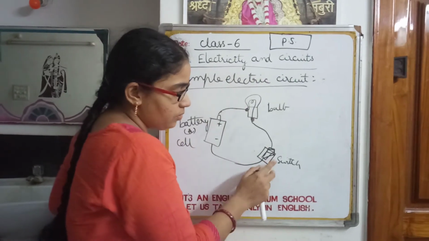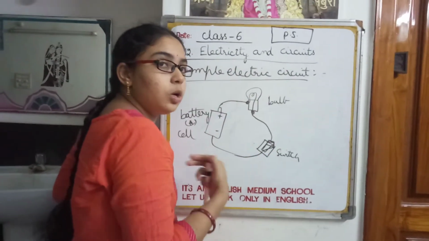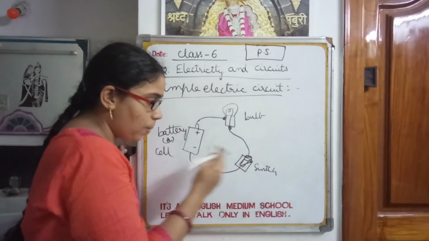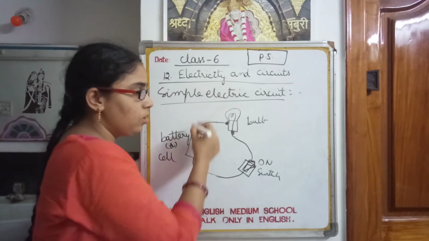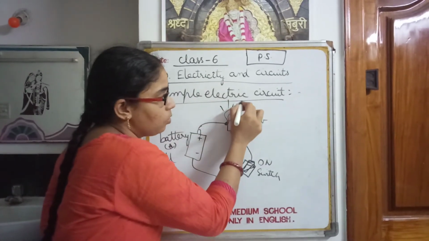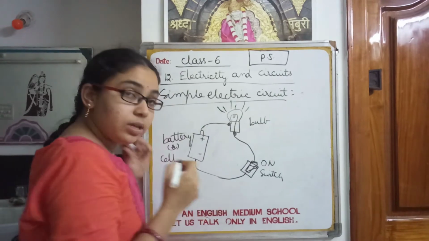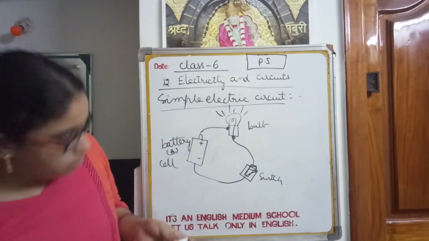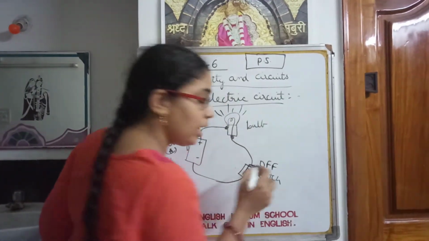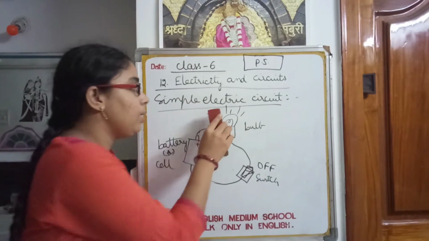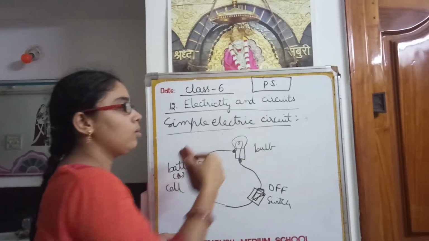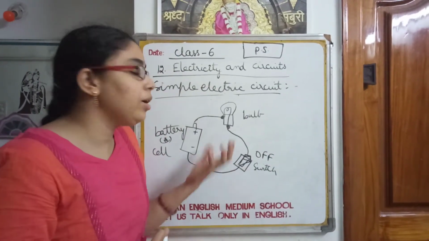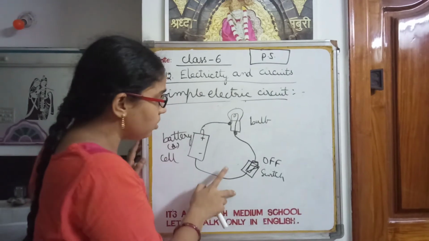The switch provides the control of the circuit to us. When the switch is in on position, it allows the current to pass through the circuit, then the bulb glows. And if the switch is in off position, it doesn't allow current to pass through, then the bulb doesn't glow. Here I have drawn some lines, those indicate the glowing of the bulb. So this is about the circuit.